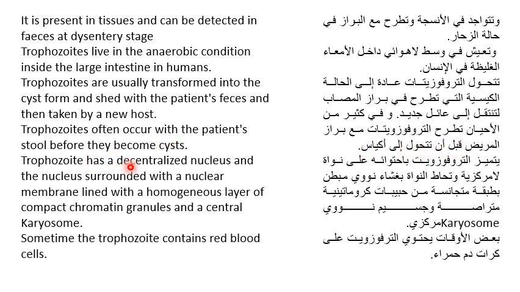The trophozoite has an eccentric nucleus, and the nucleus is surrounded by a nuclear membrane lined with a homogeneous layer of compact chromatin granules and a central karyosome. So, the nucleus of a trophozoite is not in the center, but the karyosome in the nucleus is found in the center of the nucleus.